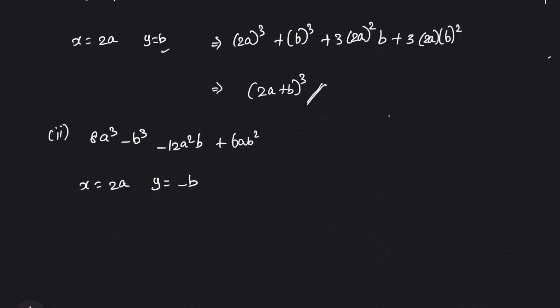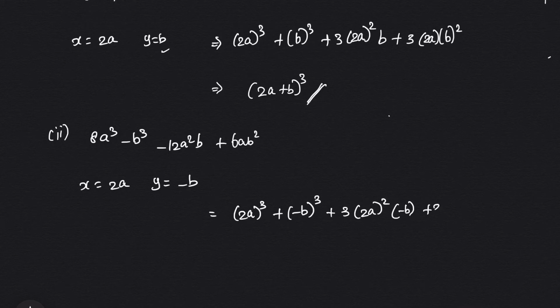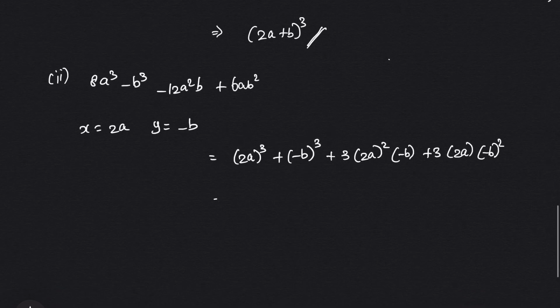So we can split up 2a whole cube, then minus b whole power 3 plus 3 is multiplied by 2a whole square, then b instead of minus b here, plus 3 is multiplied by 2a and minus b whole square. So after simplifying further, we get 2a minus b whole cube. So this is the final value.